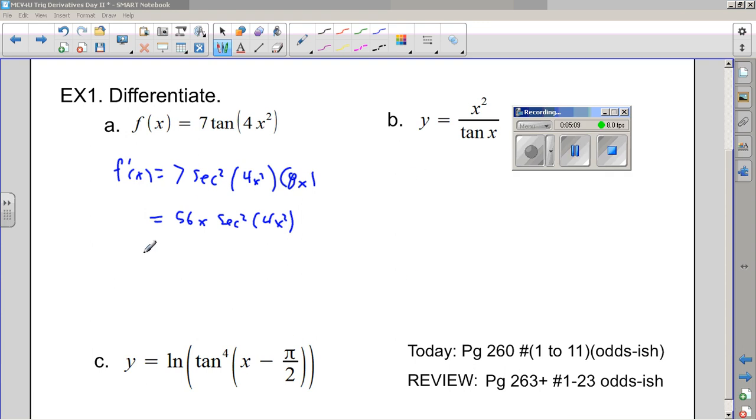Some of these will be able to simplify. This one doesn't simplify much, right? Secant, I could write as cosine. If that helps us, does that help us? I don't know. Don't think so.